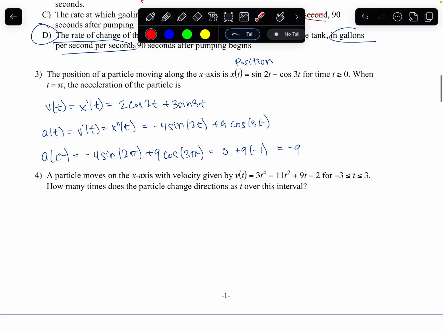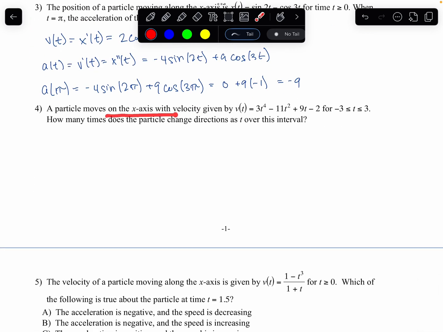Negative 9 is the acceleration. A particle moves along the x-axis with velocity given by this function here, from negative 3 to 3. How many times does the particle change directions over this interval? Okay, so this is velocity. I always like to make sure that I know what function I have. This is a velocity function. So what does that mean in terms of changing direction? The particle changes direction when velocity changes from positive to negative.